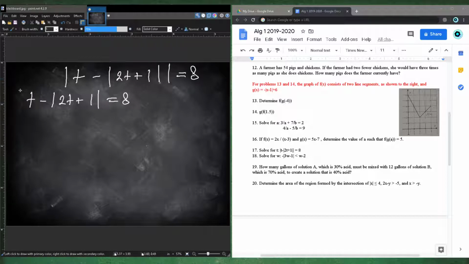Or if this was already negative, we had to make it positive, so it's going to be negative t plus 2t plus 1 equals 8, right? So we have these two equations. So I usually like to keep the variable in front of the absolute value positive. So I'm going to move this thing to this side and the 8 to the other side.